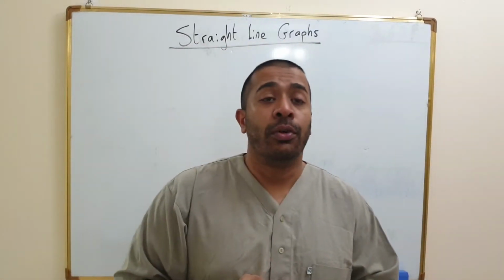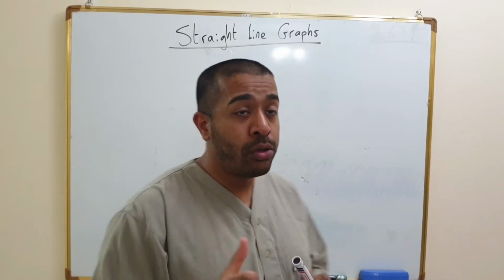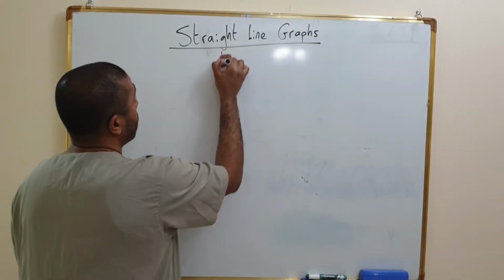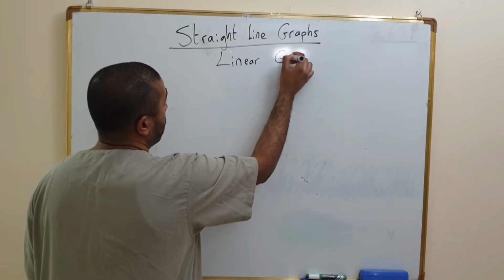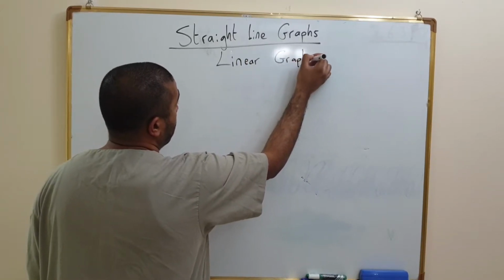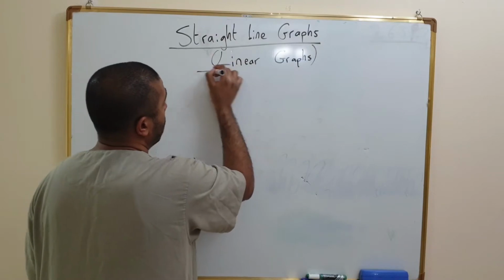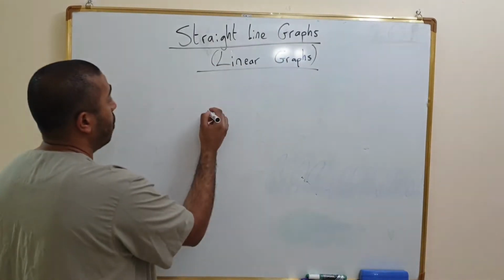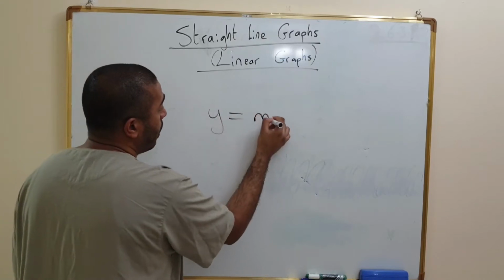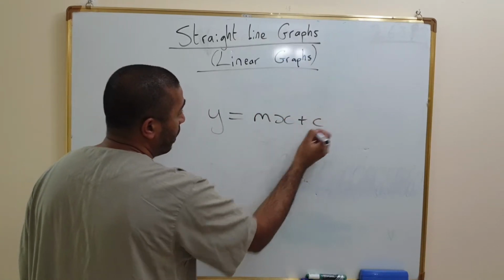In this lesson, I'm going to focus on straight line graphs, which are also called linear graphs. The basic equation for a straight line graph is as follows: y equals mx plus c.